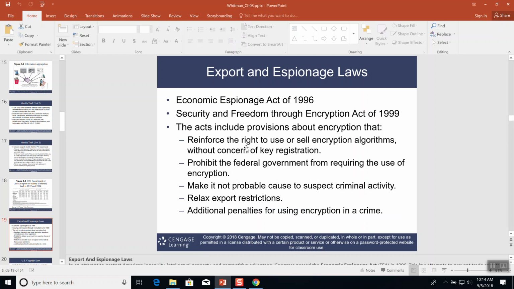Let's see. Economic Espionage Act of 1996. It's talking about the right to use or sell encryption algorithms without concern of key registration. Prohibit the federal government from requiring the use of encryption. Make it not probable cause to suspect criminal activity. Relax export restrictions. All that. What's encryption?